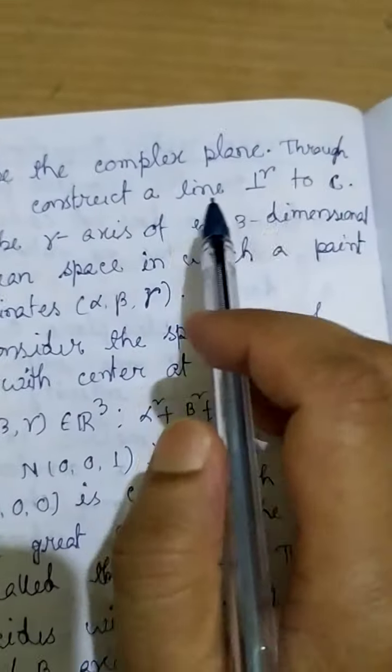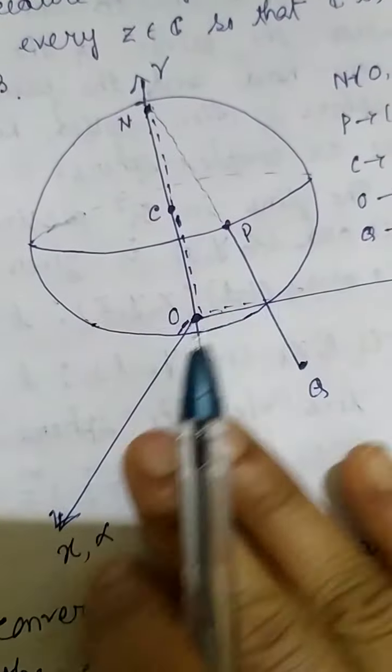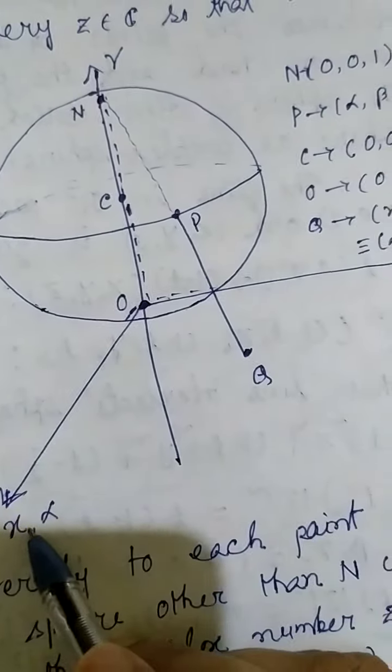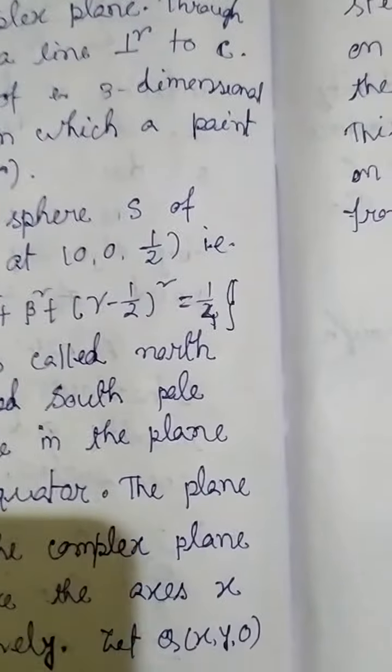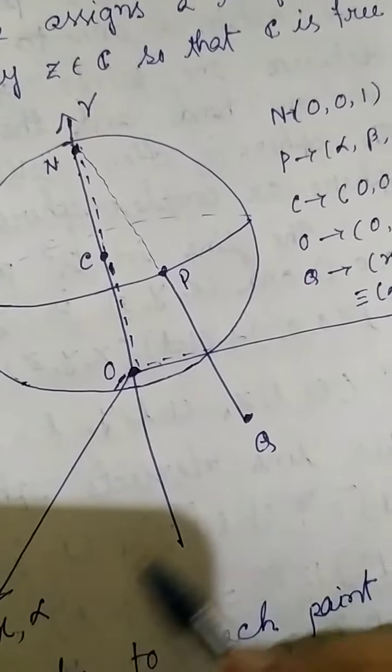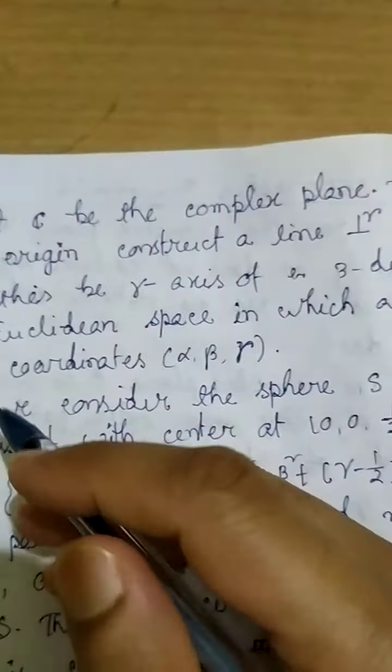So let's see with the complex plane, that is this plane. This is the xy plane, this part. We are going to consider this plane as the alpha-beta plane. So this is the alpha axis, this is the beta axis for our discussion.